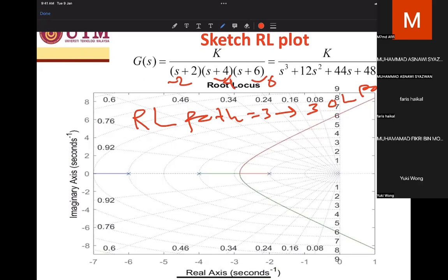So what is this, Haris Haikal? Breakaway point. Breakaway point. What is this? RL intersection with J omega. Okay. Where K critical occurred.